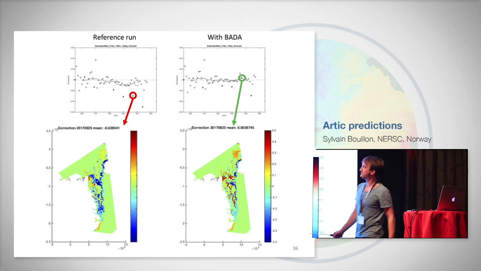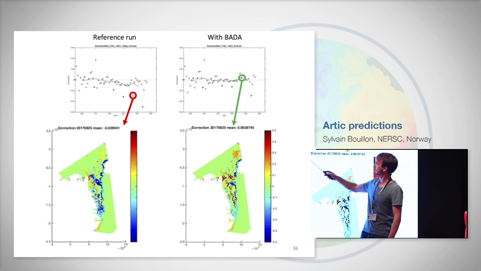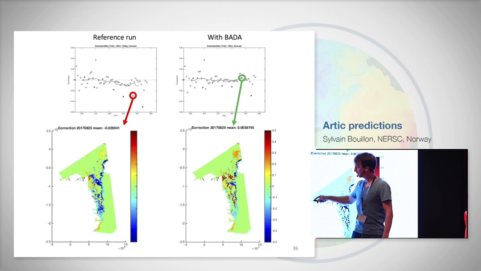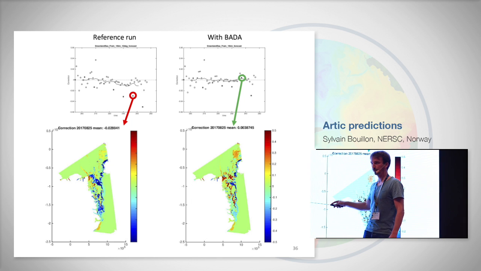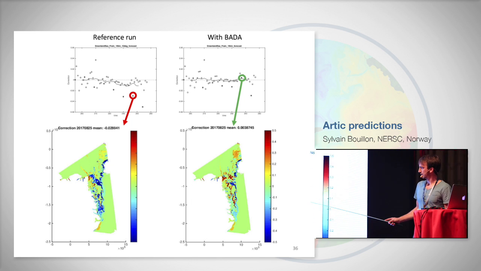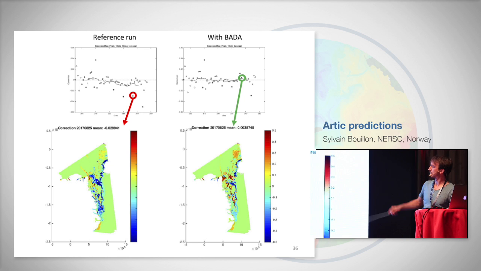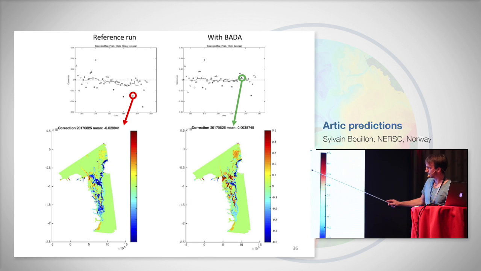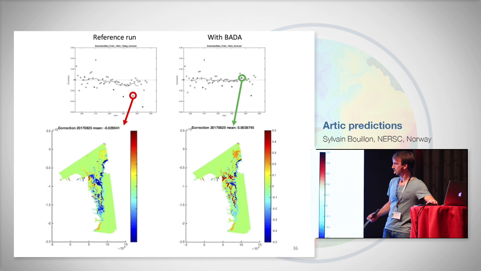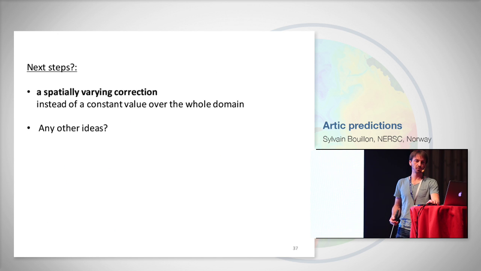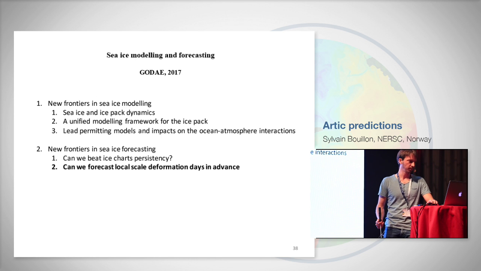So this is just a snapshot. I took a very bad example with the reference run. We remove a lot of ice. So this is the update where we remove a lot of ice from the system. And here it's the same field for the BADA, bias-aware data assimilation system. We still remove some ice, but we add some ice, and the mean is much closer to 0 than with the persistent bias. So if you have better ideas, just don't hesitate to tell me.